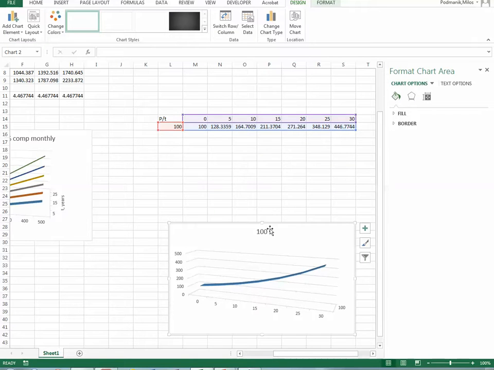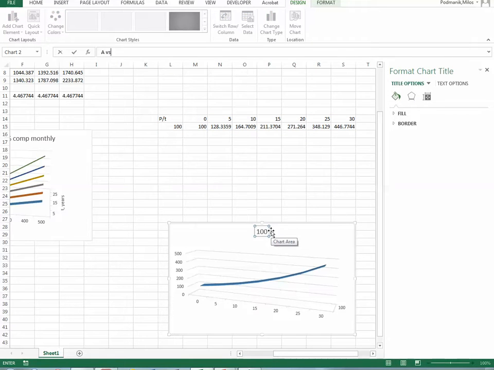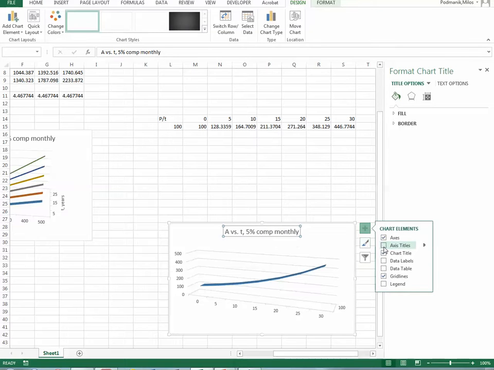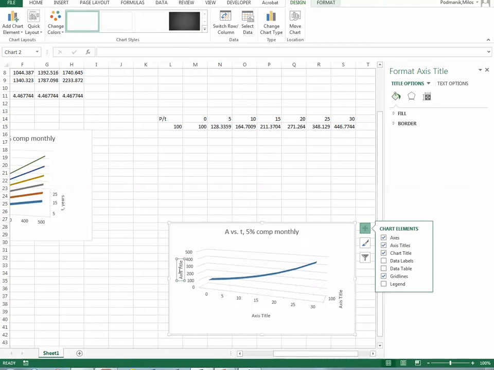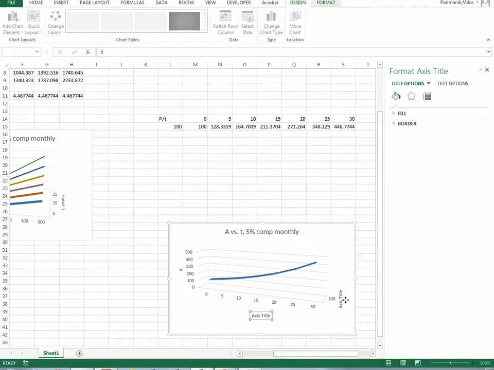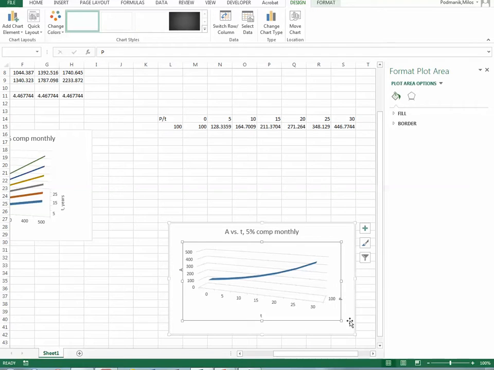So now I need to kind of label this again. This is a versus t, 5% compounded monthly. And I'm going to label my axes again so I know what I'm looking at. This is the future value, this is the time, and this is the principal value that I initially invest.